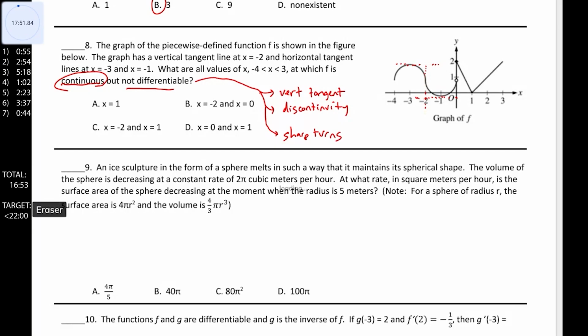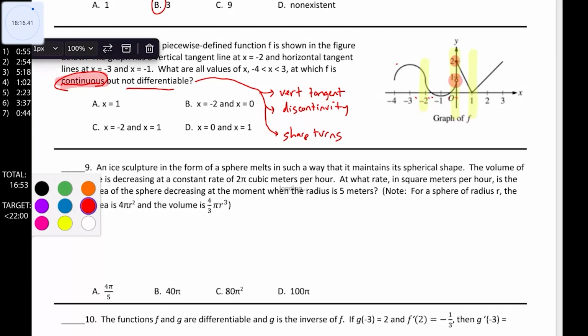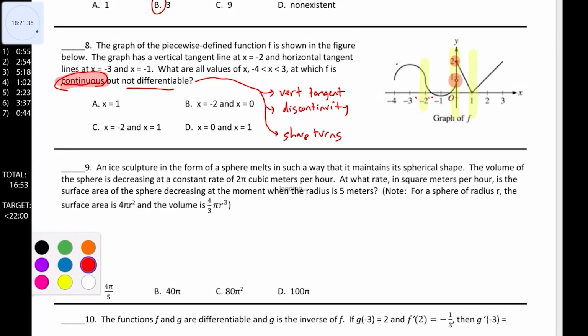So as far as it not being differentiable, it looks like there's 3 locations here where the function is not differentiable. It is not going to be differentiable at x equals -2, it's not going to be differentiable at x equals 0, and it's not going to be differentiable at x equals 1. Now, we don't want to report back 0 because we do have a discontinuity here. We've got a jump discontinuity, and so we don't need to report that one because we want it to be continuous but not differentiable. So the only 2 possible answers here are going to be -2 and 1. So our answer is C.